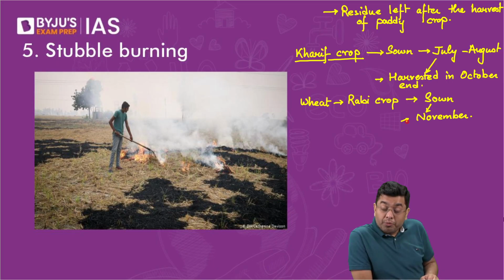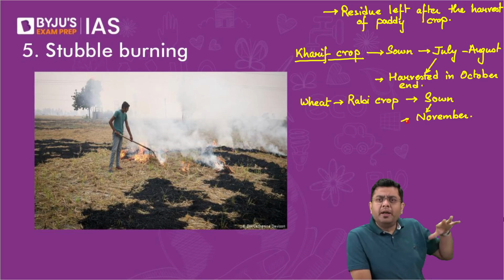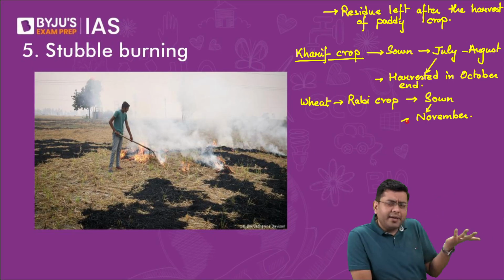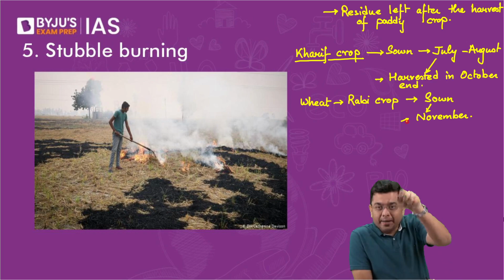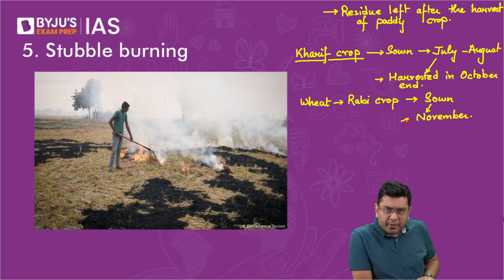Now, the expectation of the general unaware public is that they should have picked it out. What is the issue? Why are they burning it? They should have picked it out. We throw our garbage in that plastic sheet every day in the morning. The farmers could also have done that. It is simply not possible to pluck it one by hand. You need to deploy a large amount of manual labor.